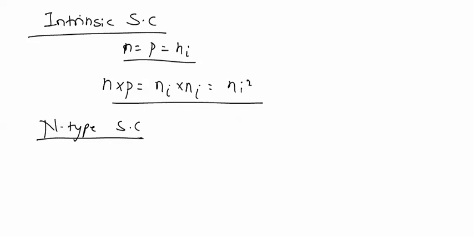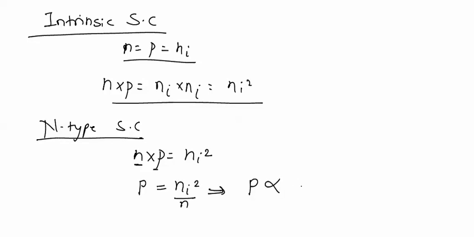In N-type semiconductor, the mass action law can be applied to derive some equations. N into P equal to Ni square in case of N-type semiconductor. In case of N-type semiconductor, the hole concentration is the minority carrier concentration and the electron concentration is the majority carrier concentration. Here we can write this equation as P equal to Ni square by N. From this, I can say P is inversely proportional to N.